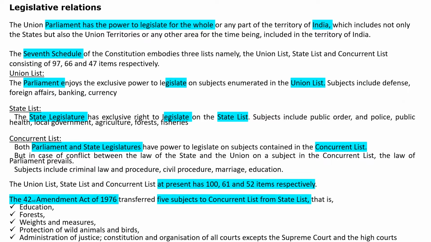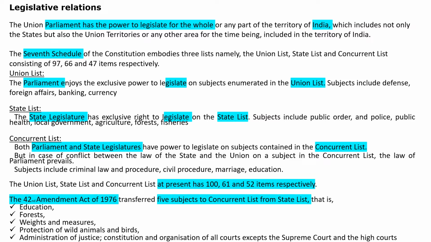Concurrent List. Both Parliament and state legislatures have the power to legislate on subjects contained in the Concurrent List. But in case of conflict between the law of the state and the union on a subject in the Concurrent List, the law of Parliament prevails. Subjects include criminal law and procedure, civil procedure, marriage, education. The Union List, State List, and Concurrent List at present have 100, 61, and 52 items respectively.